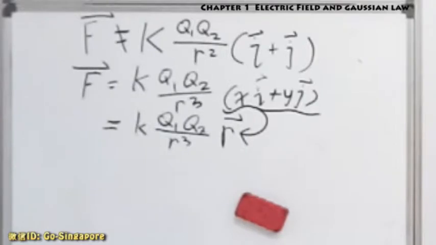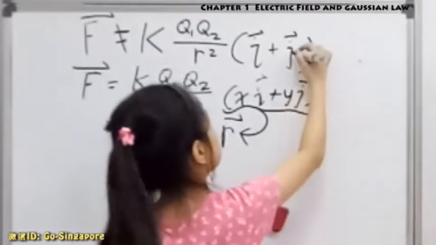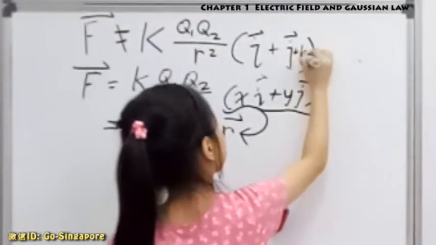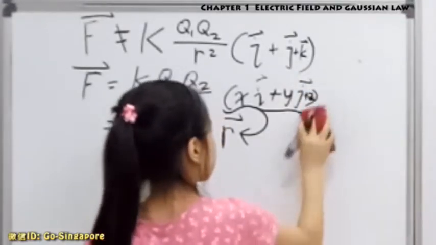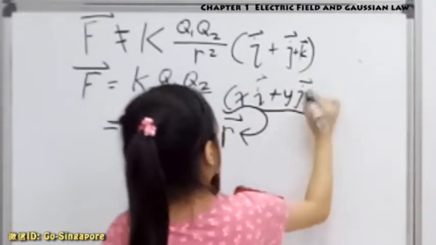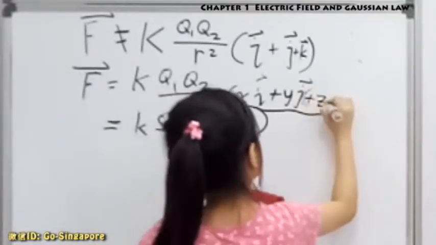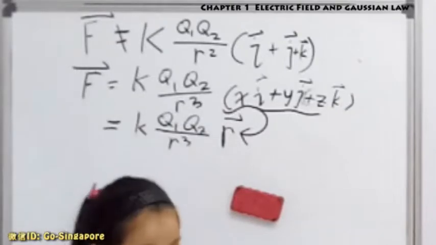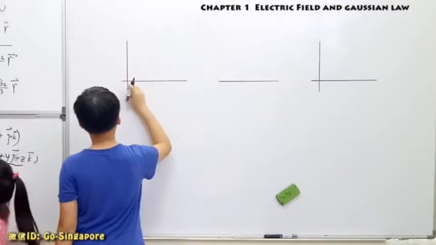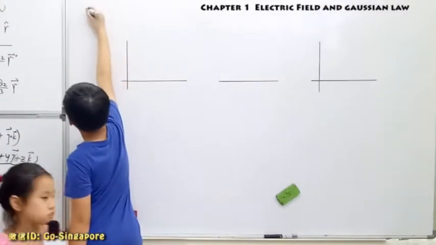Well, this is just for 2 dimensions, right? What about 3 dimensions? In 3 dimensions, you have an extra k. So in 3 dimensions it will be like this. Yes, correct.